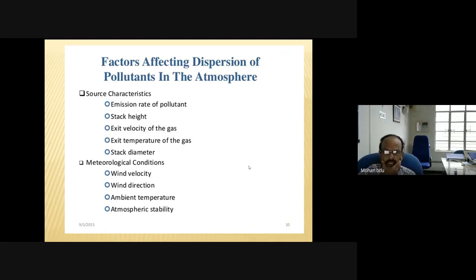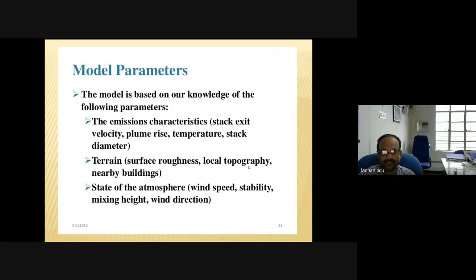So again, coming to the same parameters, these are the basic parameters that affect the dispersion. That is, the source emission rate of pollutants is always considered constant, but in the real world sometimes there may be change. The stack height is constant. The exit velocity of the gas is also likely to be constant. The exit temperature of the gas is also likely to be constant. The stack diameter and the meteorological conditions: the wind velocity, wind direction, ambient temperature, and atmospheric stability.